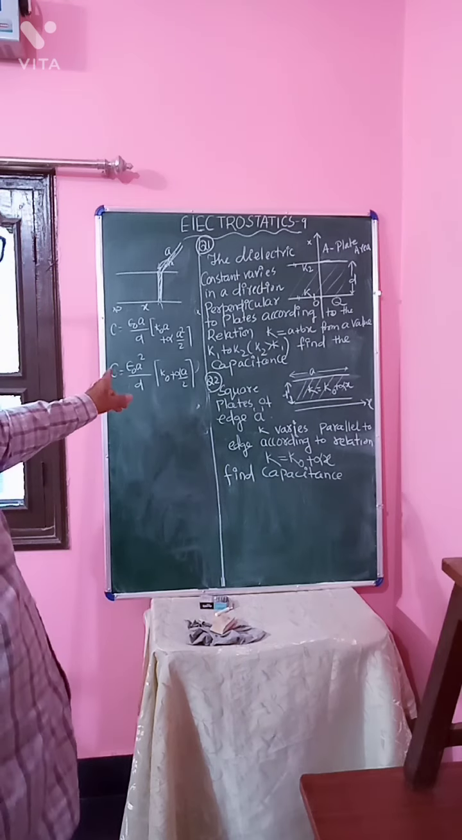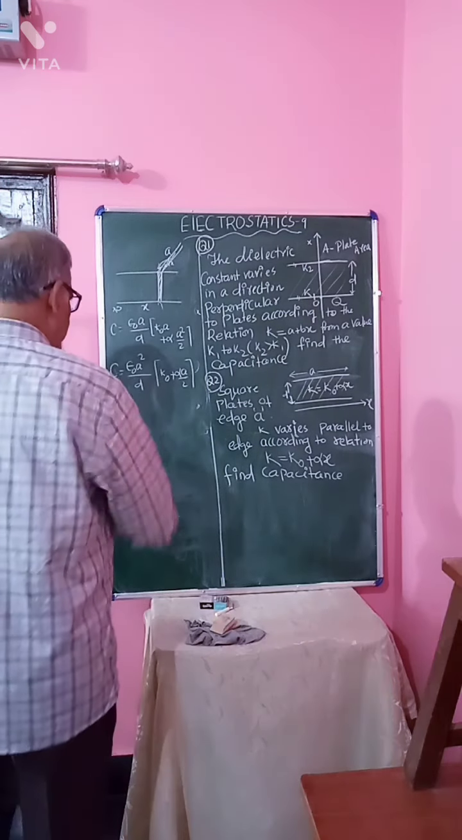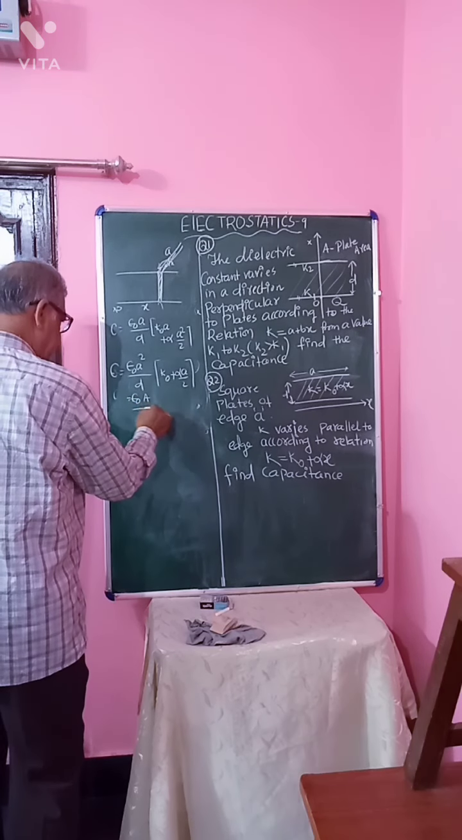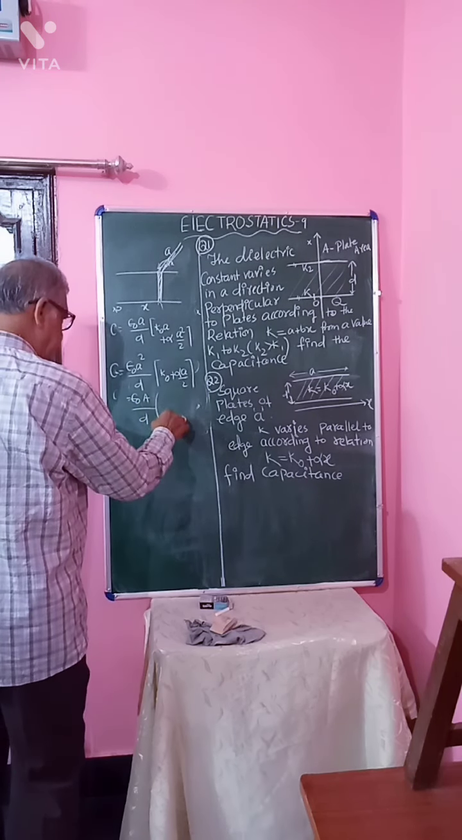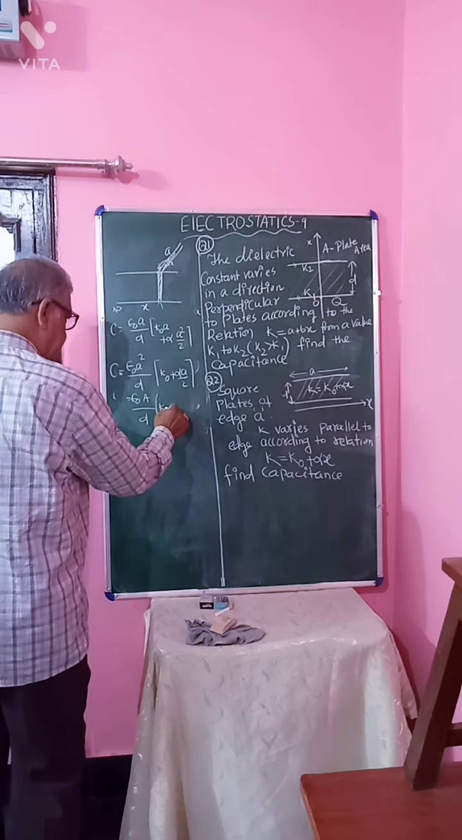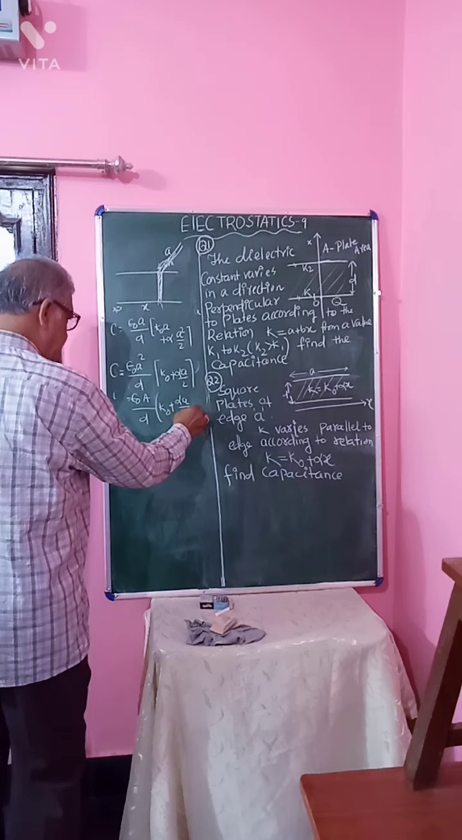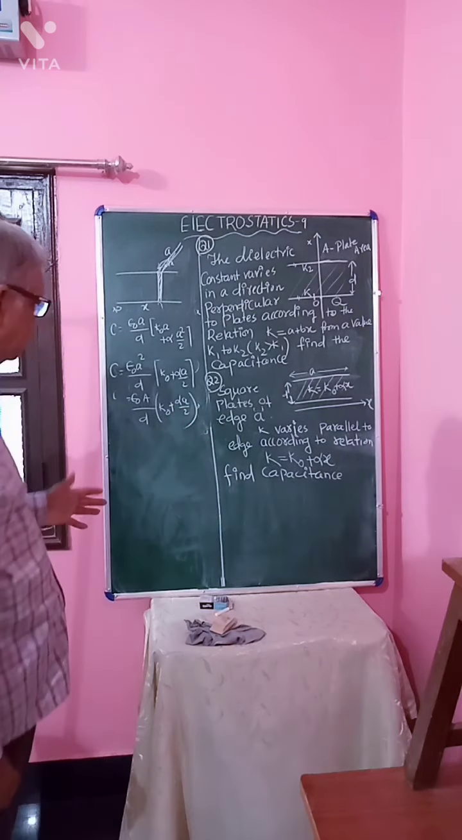This is the value of capacitance. If you write A square as the area of the plate, then with separation d, we have K0, the dielectric constant, plus alpha A by 2. So this is the expression.